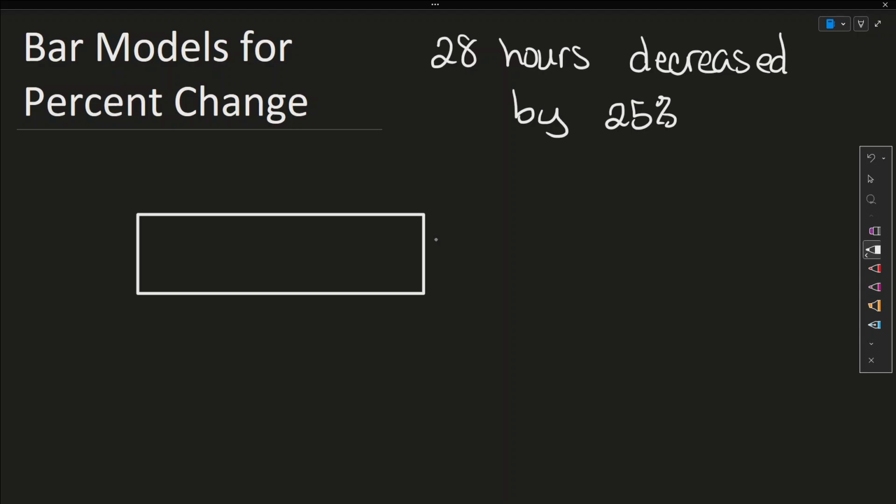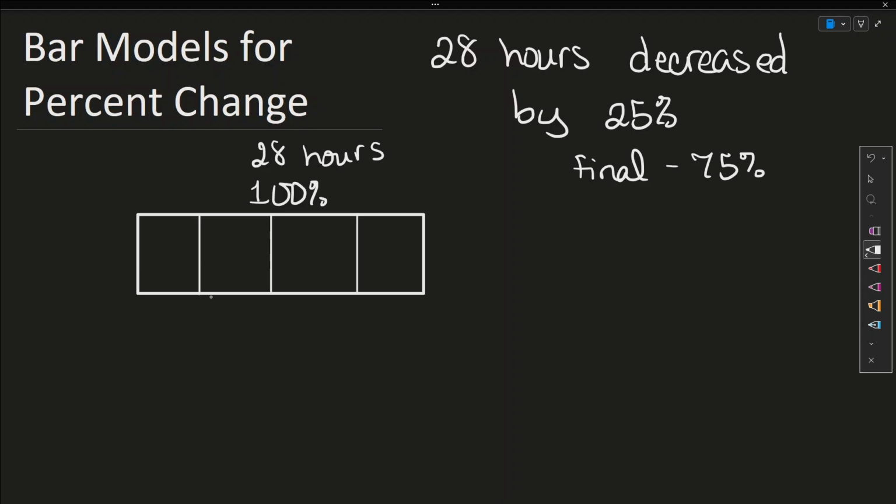Now let's look at 28 hours decreased by 25%. So the original amount, 100%, is going to be 28 hours. A decrease of 25% means our final amount that we want to find is going to be 75%. 100% minus the 25%. For this problem, it's convenient to break the bar into 4 equal pieces because now each piece will be 25%.